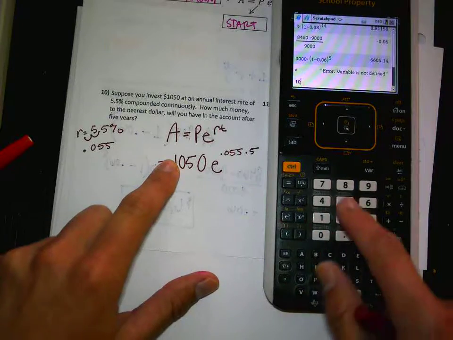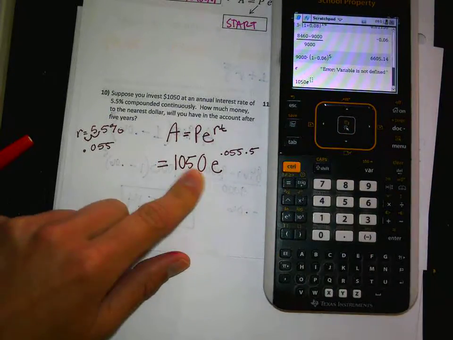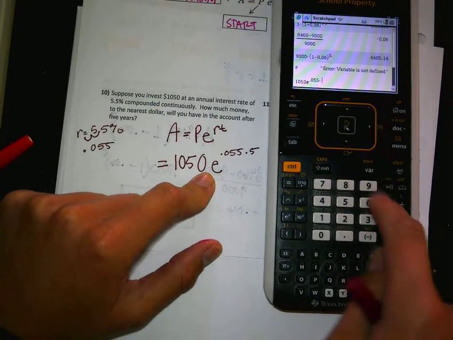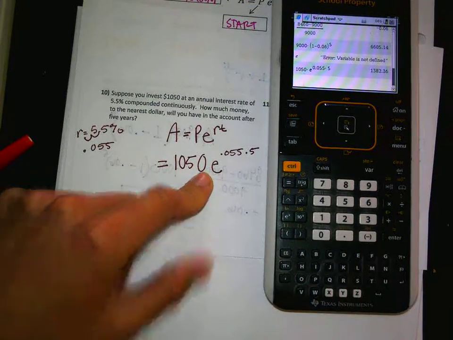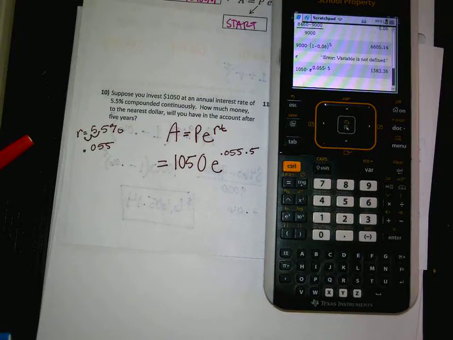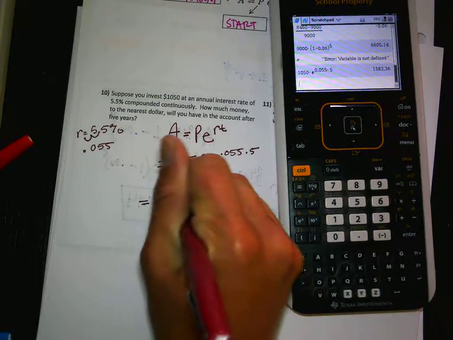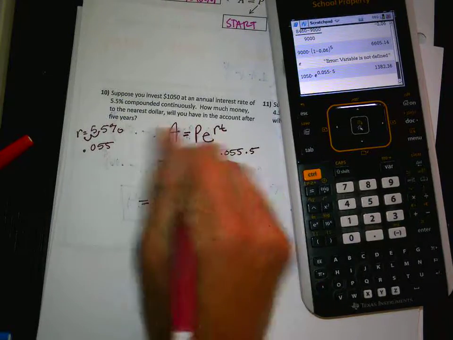So we're just plugging this in. 1,050, make sure you get the Euler's number E. 0.055 times 5. Right, and so rounded to the nearest dollar, we would have about $1,382.